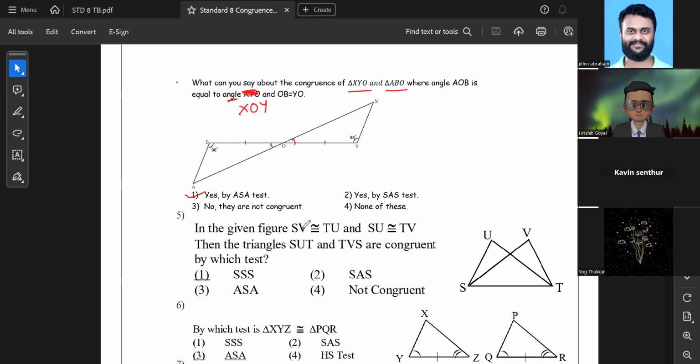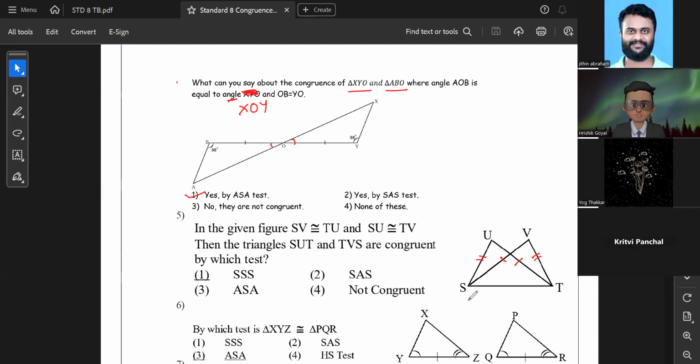In the given figure, SV is congruent to TU. Let me draw it like this. SU is congruent to TV. The triangles SUT and TVS are congruent by which test? SSS. Yes, option 1, because this is already congruent. Very good.